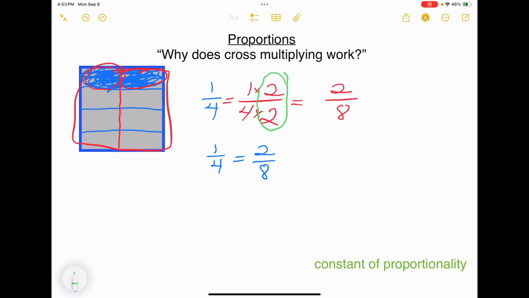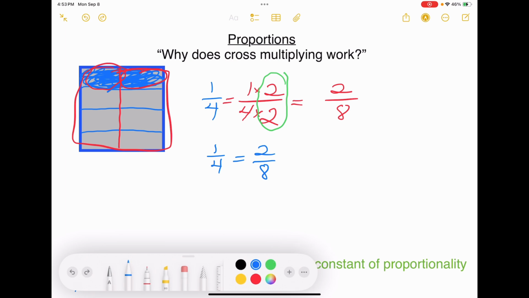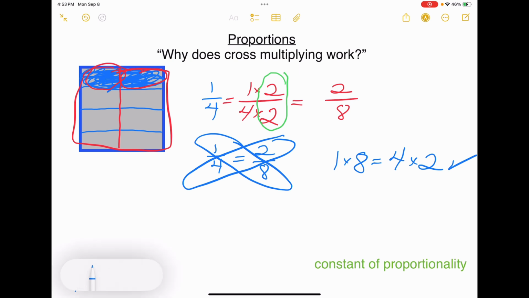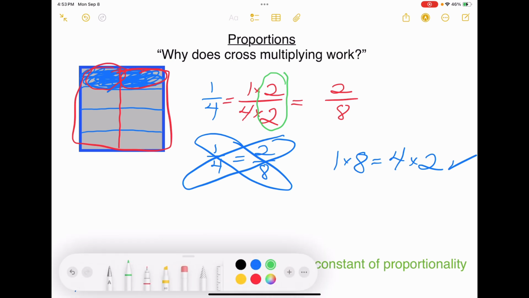All right, so let's apply this to cross multiplying. You have seen before that if you do 1 times 8, and then you multiply in the other direction, 4 times 2, those two things should be equal. But the question is, why? Why does that actually work? And what we need to do is think about where these things came from.